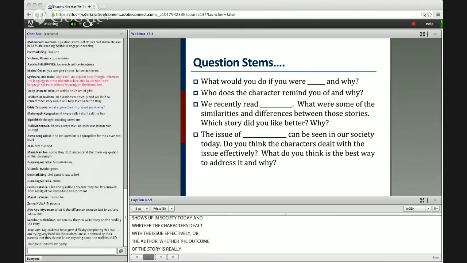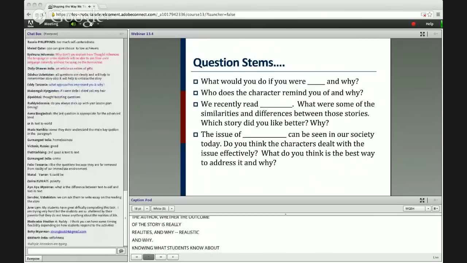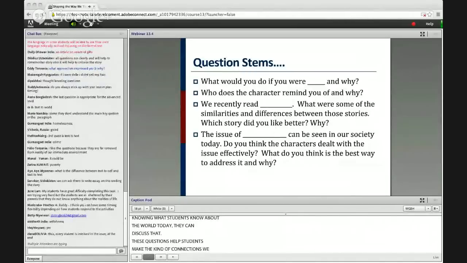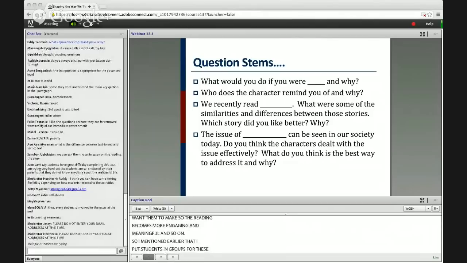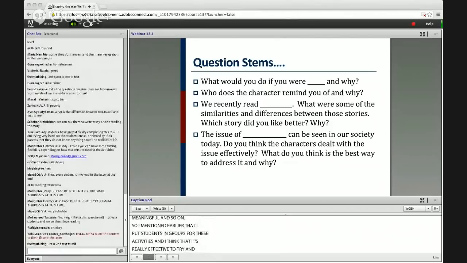So these questions really help our students make the kinds of connections that we want them to make so that the reading becomes more engaging, more meaningful, and so on. So I mentioned earlier that I put students in groups for these activities, and I think that it's really effective to try and balance participation by assigning each of the group members a role.